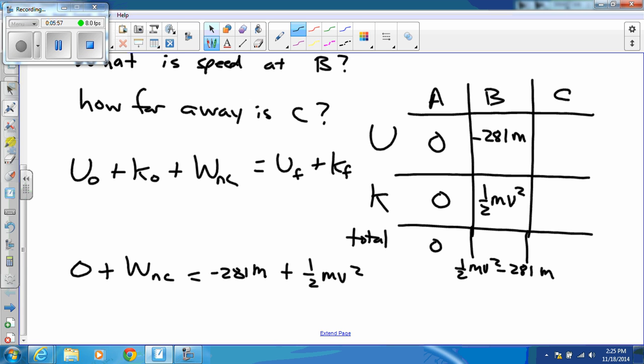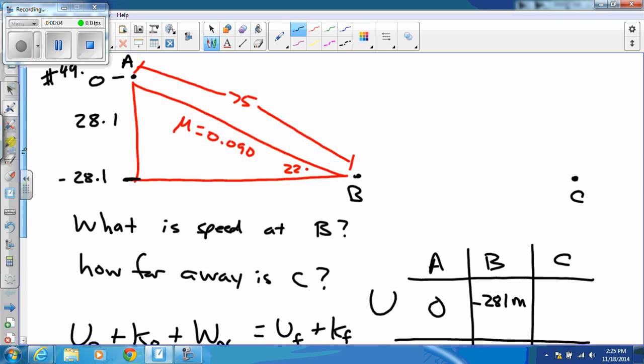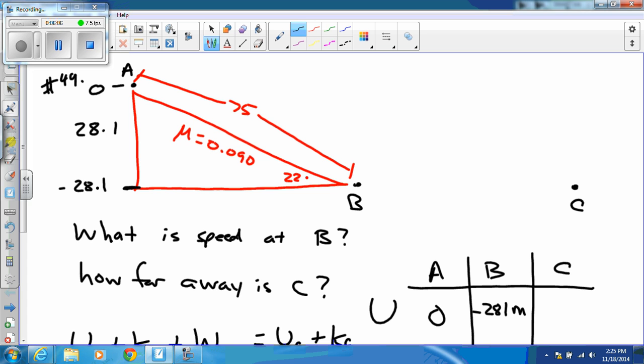Well, this means that if I want to have any hope of finding v, I need to find the work done by friction. So let's go back and examine. We remember that work is force times distance. So we need a frictional force. And now is the point where we need a free body diagram.